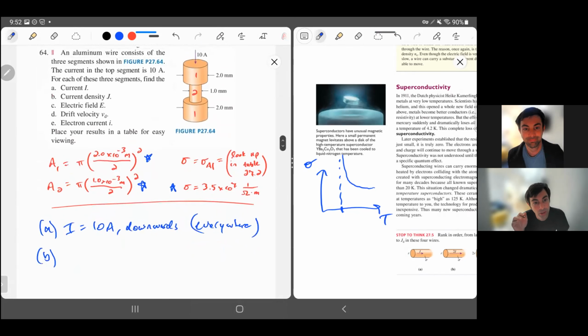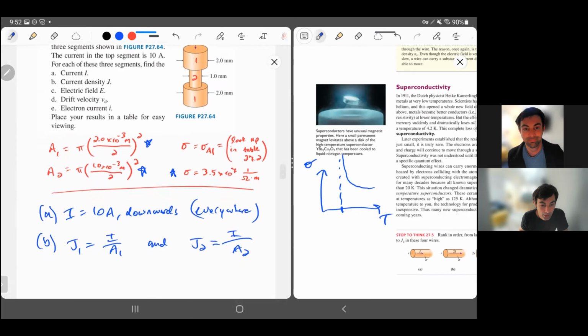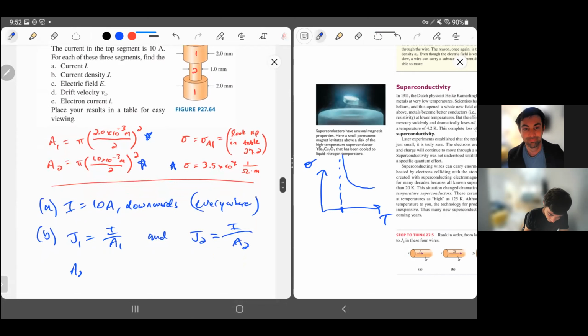So you have the same current that's spread out over either a big area or a small area. So the current density in region 1 is the current divided by A1, and current density in region 2 is that same current divided by A2. And because A2 is less than A1, this tells us J2 is greater than J1.